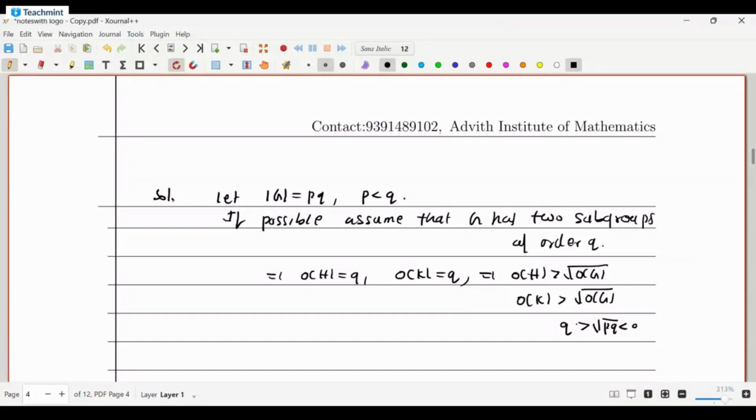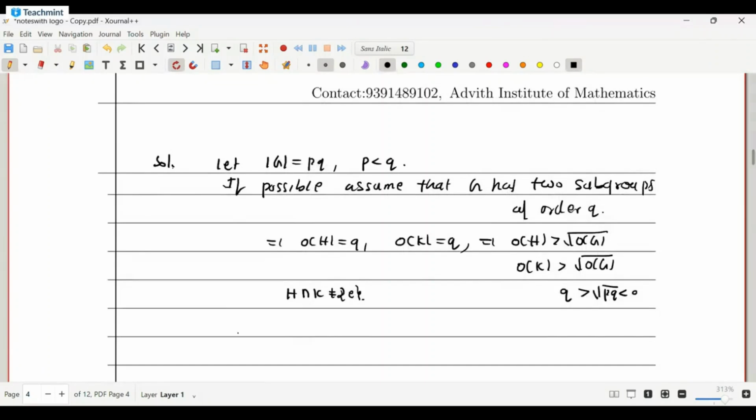Therefore, order of H is greater than under root of order of G and order of K is also greater than under root of order of G. So by the previous theorem, you can conclude that H intersection K is not equal to E. H intersection K is a subgroup of K and H intersection K is also a subgroup of H.